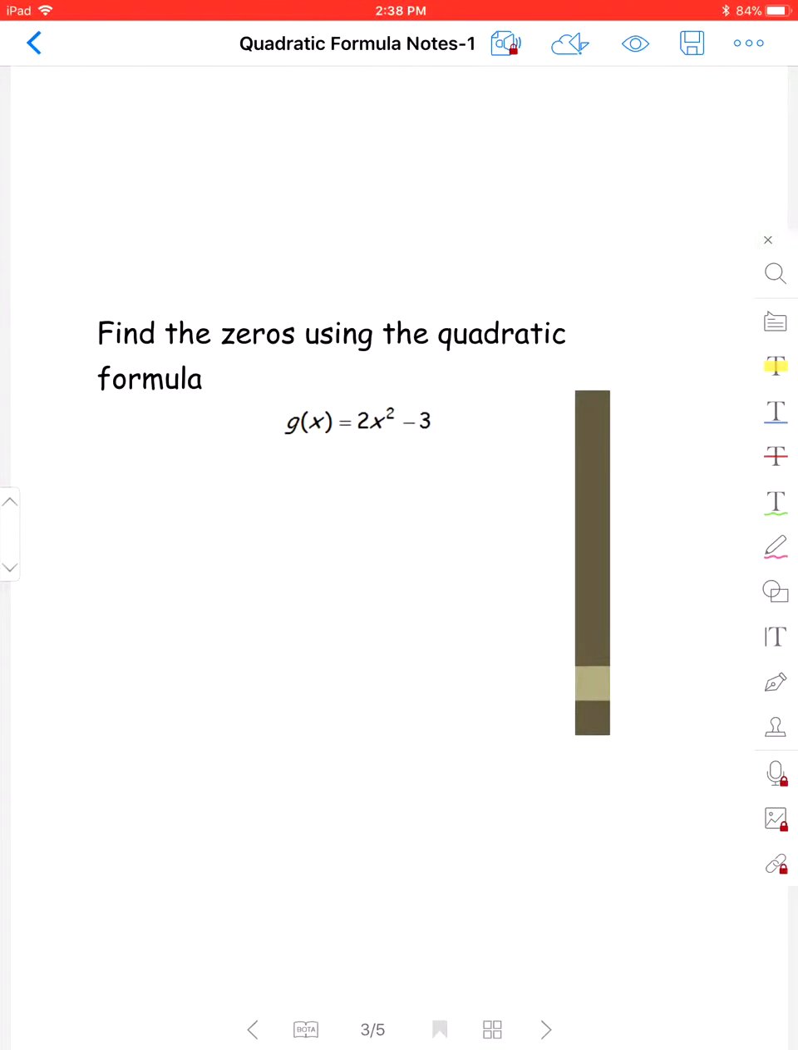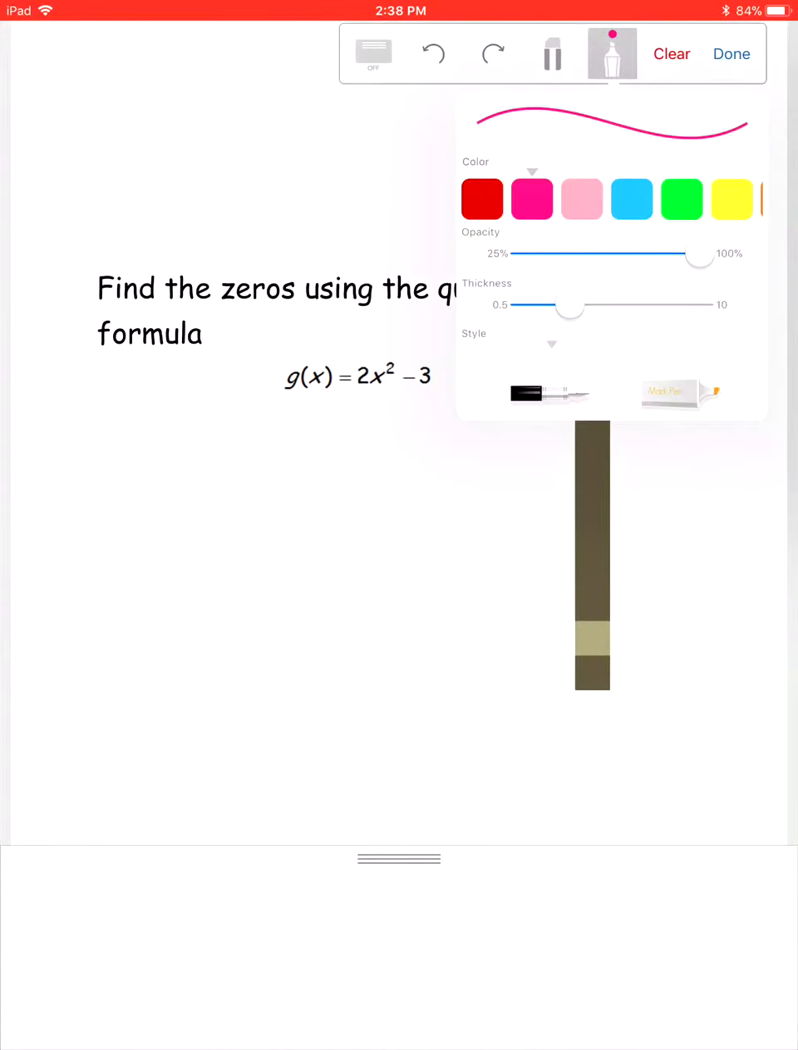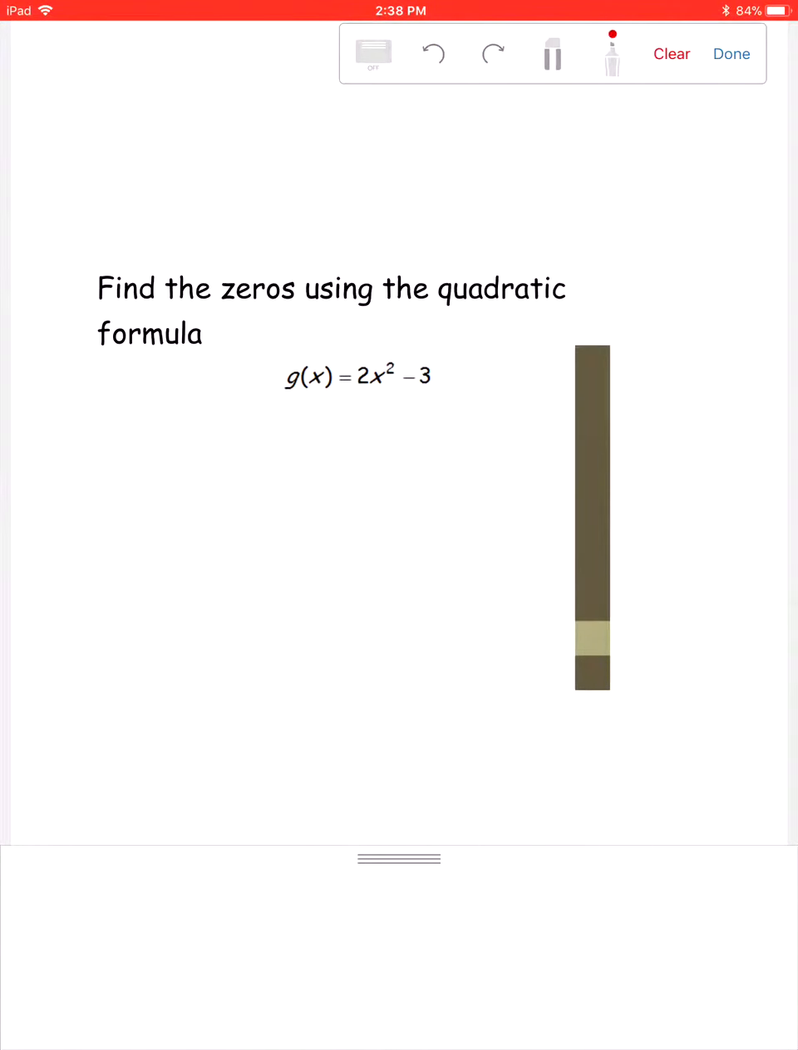My next example, I have g of x equals 2x squared minus 3. So let's identify a, b, and c. So a equals 2. B is actually 0. There isn't an x in the middle, so that's 0x. And then c is negative 3.